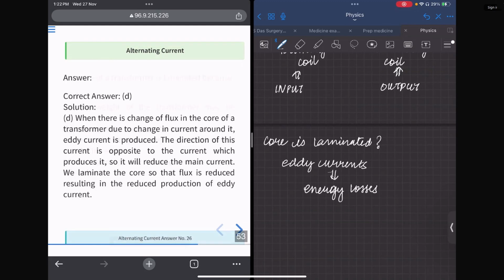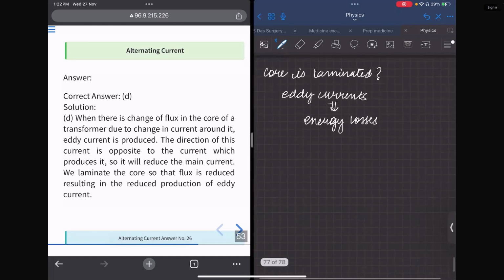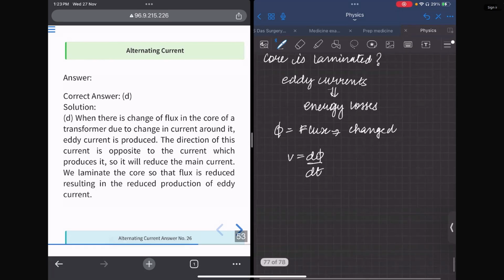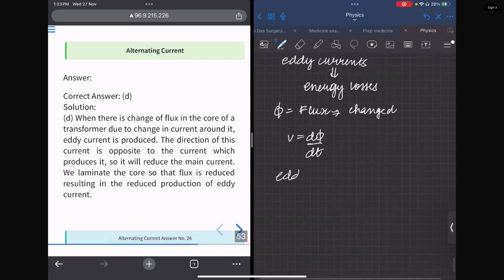Okay. So when there is a change in flux, the voltage is changed. So phi is flux and V is d phi by dt. So we are changing the flux in the core of a transformer due to a change in current around it. So current is changing due to which the flux is changing, and eddy currents are produced due to this change in flux. So why are eddy currents produced? Eddy currents are produced due to change in flux.